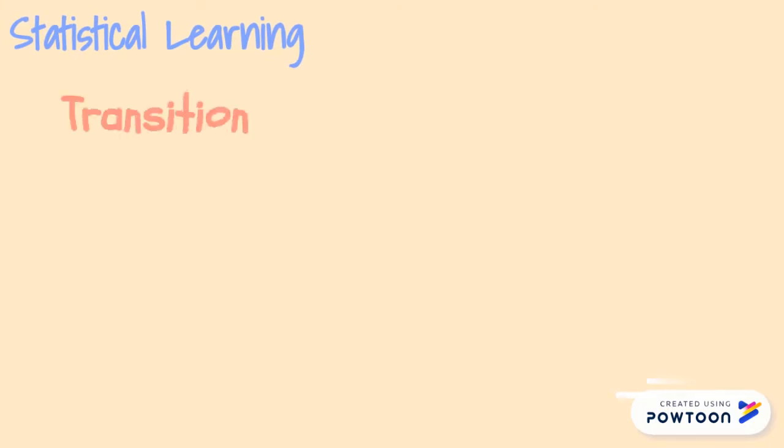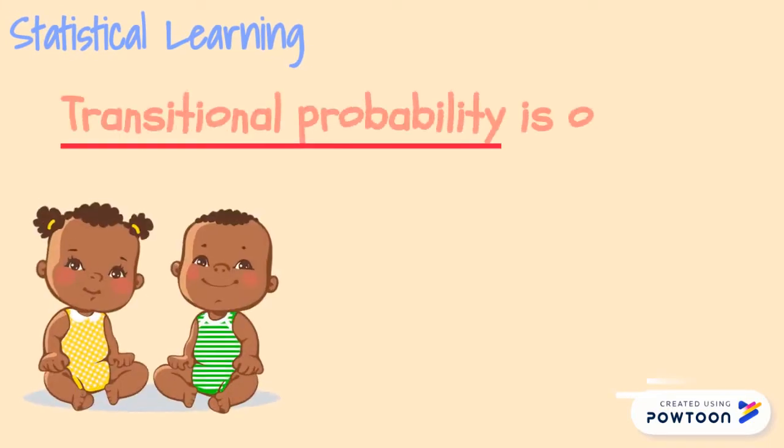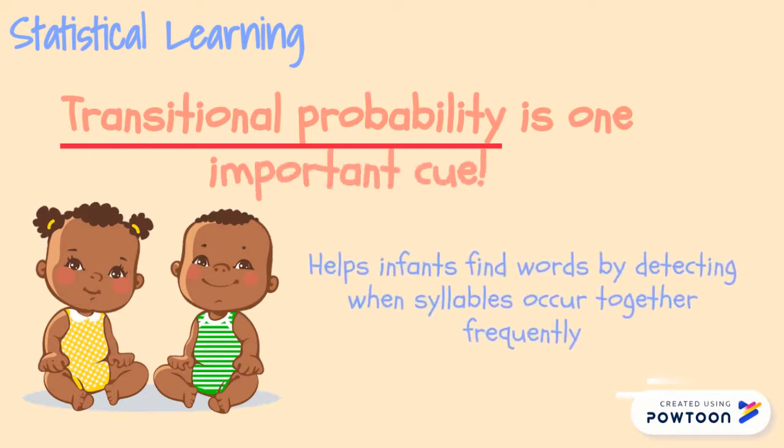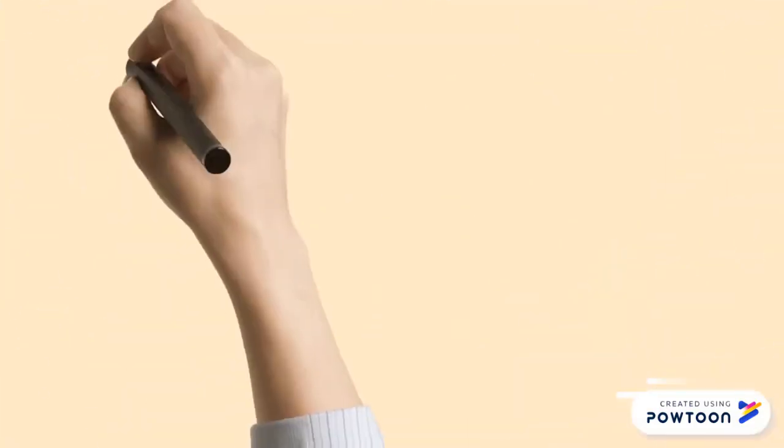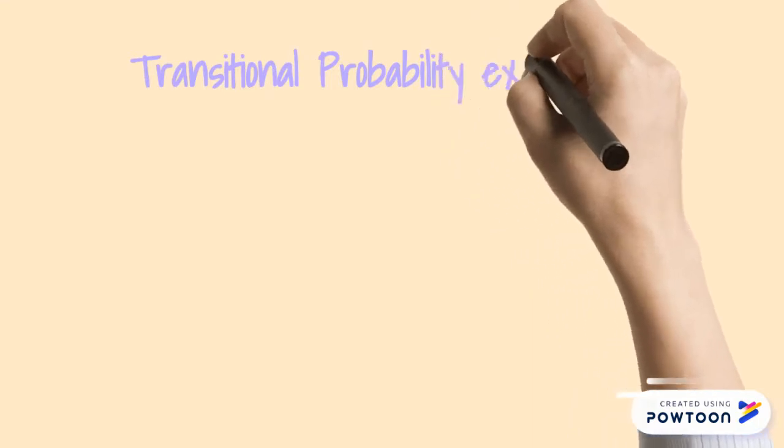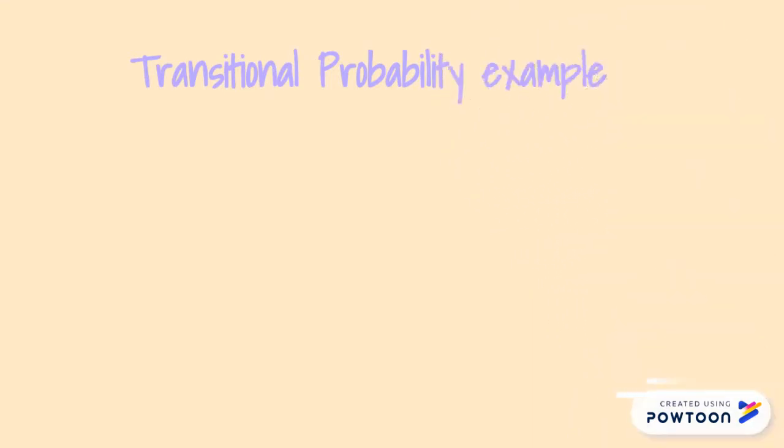Transitional probability is one type of information infants can use in statistical learning. Basically, it helps infants find words by detecting when syllables occur together frequently. To give an example of transitional probability, we will show you a continuous stream of speech with three made-up words: Giba, Yuha, and Kaido.